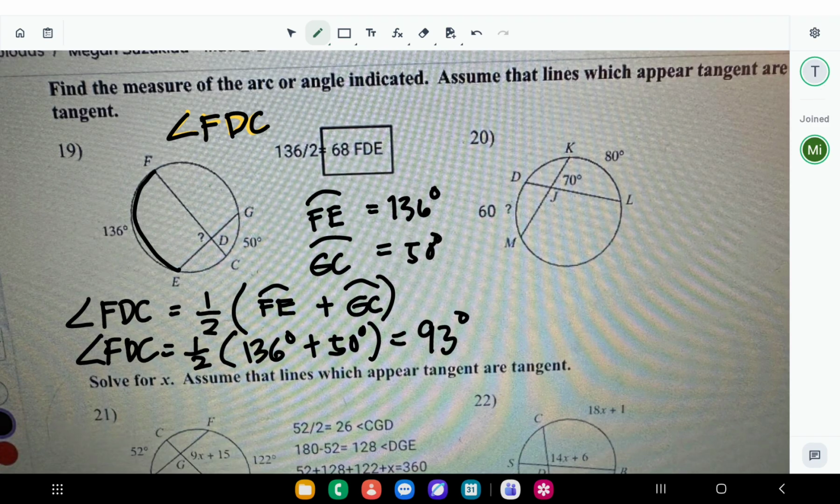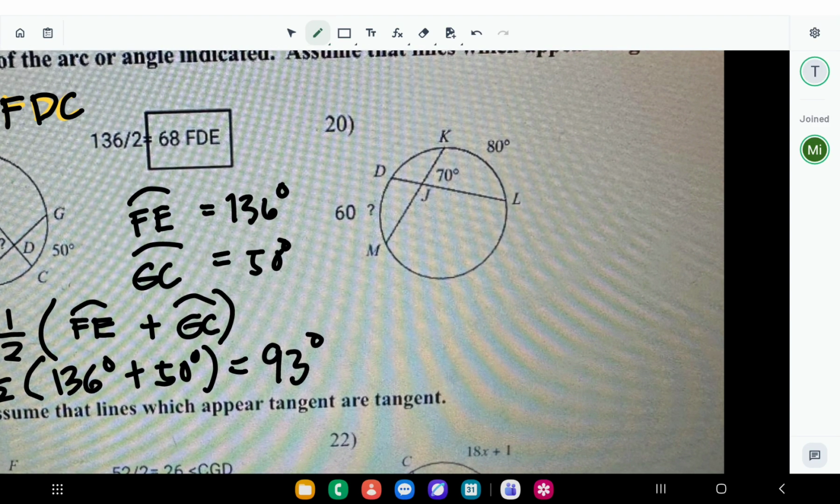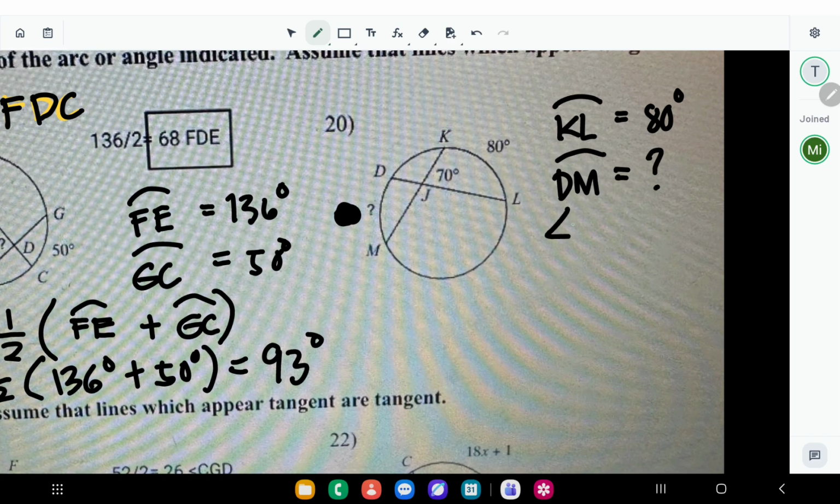Okay, and then for number 20, the intercepted arcs are arc KL, which is equal to 80 degrees, and arc DM. The 60 here is not included, so I'll delete that. So we need to find arc DM, and we're given angle KJL, which is equal to 70 degrees.